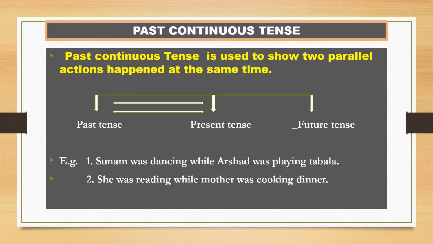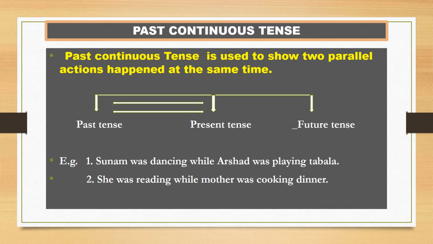The next use of past continuous tense. Past continuous tense is used to show two parallel actions happening at the same time. See the timeline or tense line. It shows past tense, present tense and future tense. The two parallel actions that happened before the present time, in the past, were continuing in the past at the same time. So they are parallel actions.